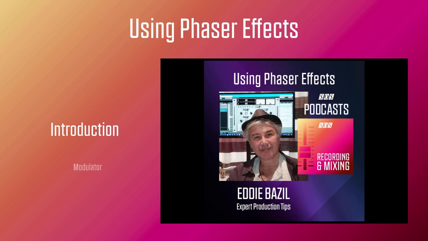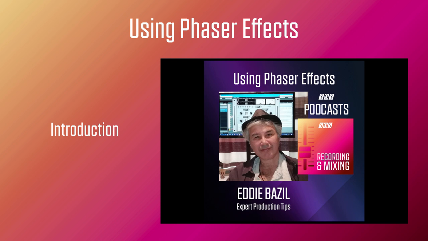Phasers will use a modulator to alter the degree of phase shifting that takes place, and this results in the notch filters being moved up and down the frequency spectrum, creating the whooshing effect we commonly associate with phasers. Some phasers will feature a width or spread function. This can range from controlling the intensity of modulation between lower and higher frequencies, or controlling the width of the phase signal.